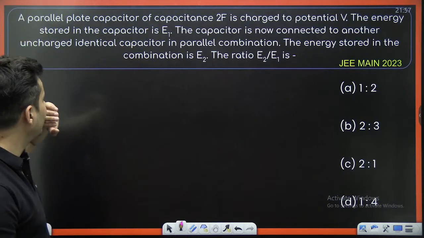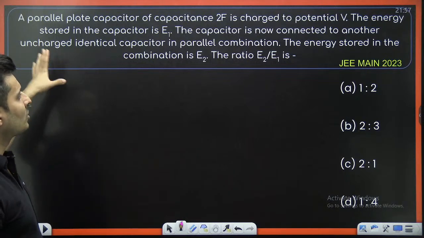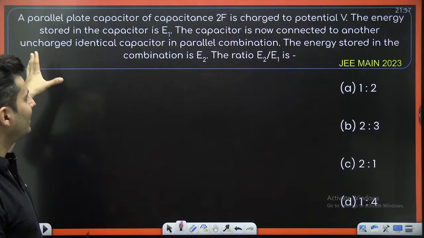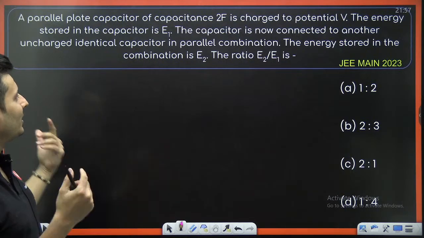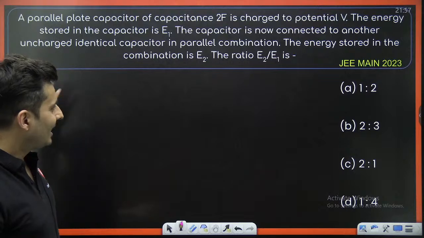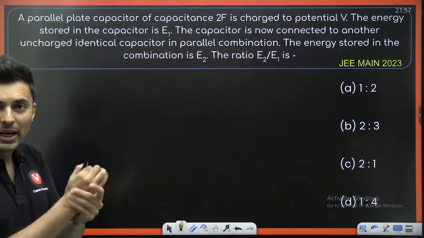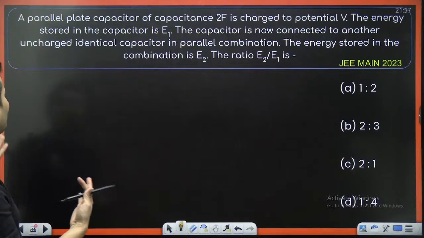If you take a parallel plate capacitor, 2F, charged to a voltage, energy stored is E. Now you connect it to another capacitor in parallel combination, energy stored in the combination is E2. Exactly like the previous one. I told you, common model: you connect capacitors, find new energy, find the new voltage.